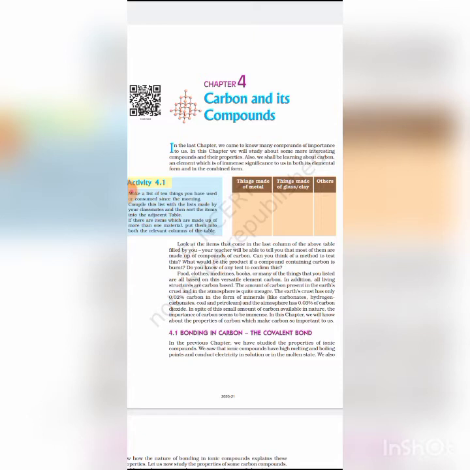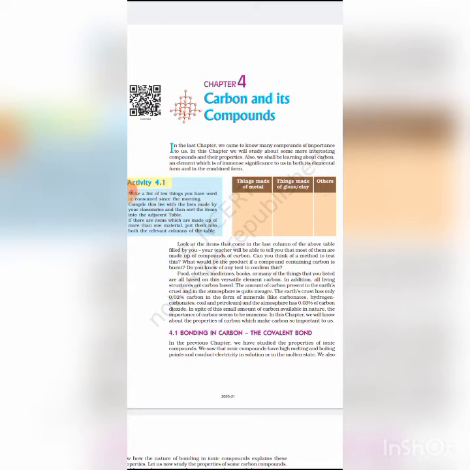Student, now we compare the properties of graphite and diamond. In graphite, each carbon atom is joined to 3 other carbon atoms. But in diamond, each carbon atom is joined to 4 other carbon atoms. In graphite, the carbon atoms form flat hexagonal layers. But in diamond, the carbon atoms together form a 3-dimensional structure.